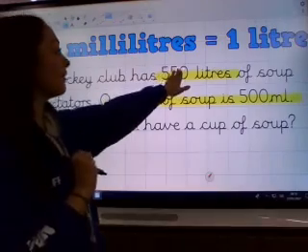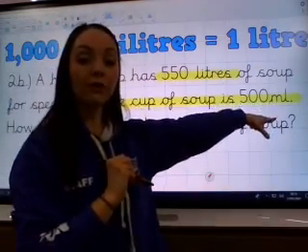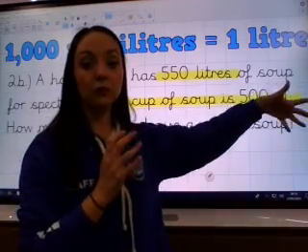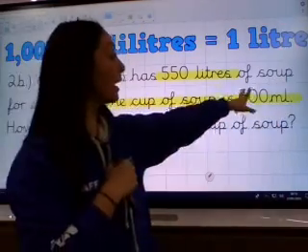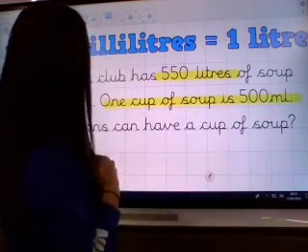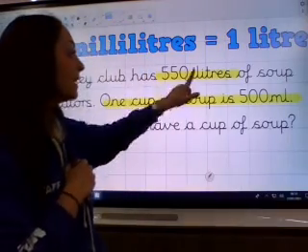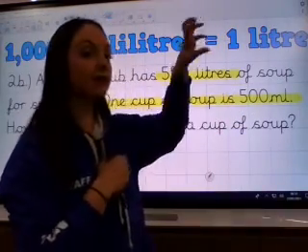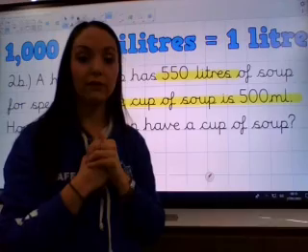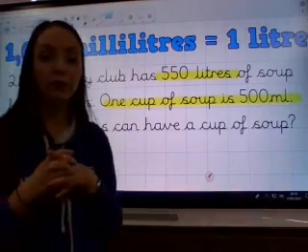So you're going to have to either convert 550 litres to millilitres or 500 millilitres to litres. It's up to you. If I was you, I would change this one to litres. So you need to do 500 millilitres divided by 1,000 to get how many litres. Then you need to see how many of that you can fit into 550. And that will tell you how many cups you can get out of that soup. Okay?